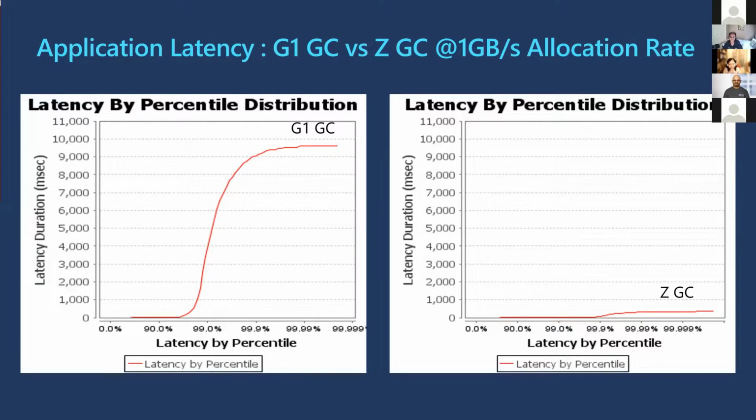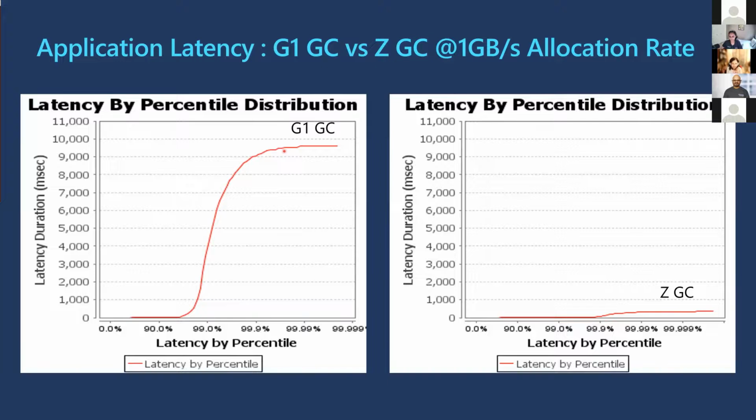So like I said, ZGC was less than 350 milliseconds, right? Look at G1GC. The worst case for G1GC is 10 seconds. 10 seconds. So the application saw a 10 second pause, right? While for ZGC, the application only saw less than 350 milliseconds stall.